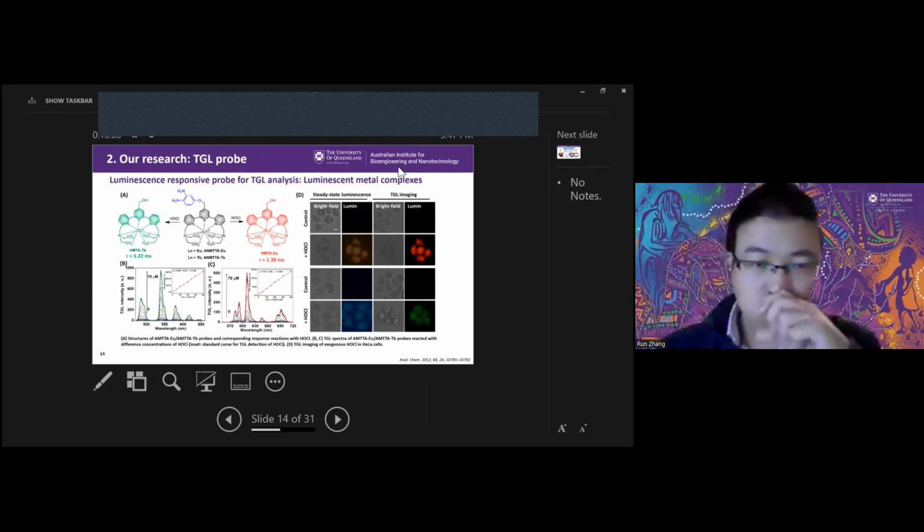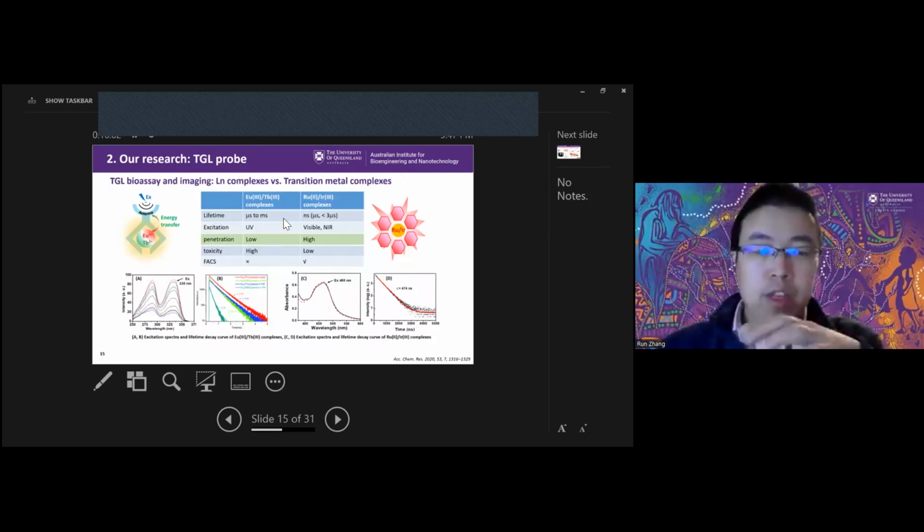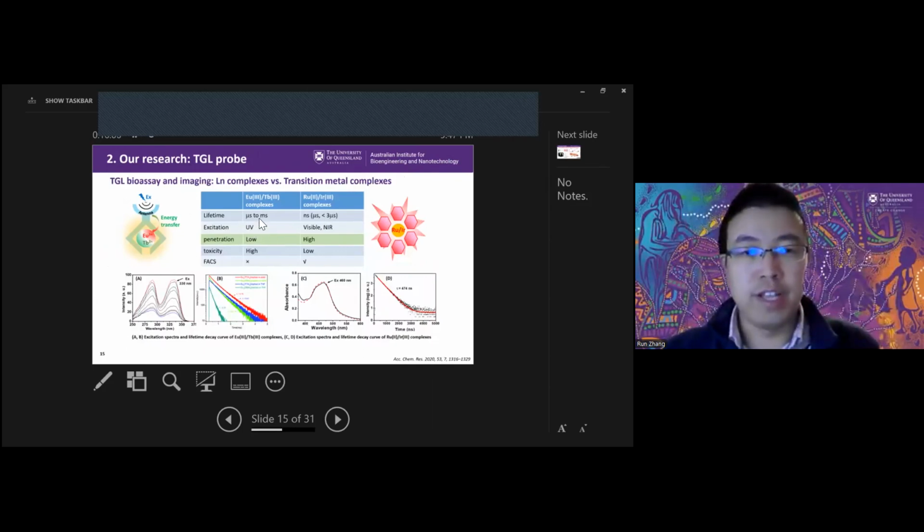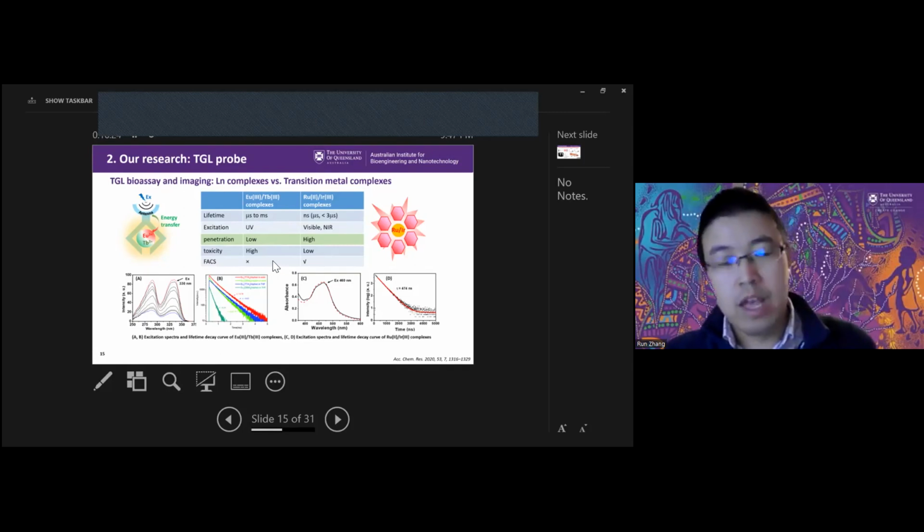But we also get a problem: even though we get long lifetimes from microseconds to milliseconds, the accuracy can be affected by the UV light. UV light has short penetration depth and also higher toxicity. So it cannot be used for flow cytometry detection for large scale cell detection.